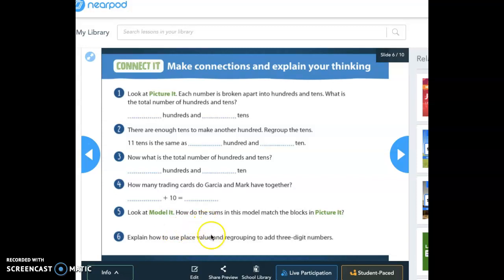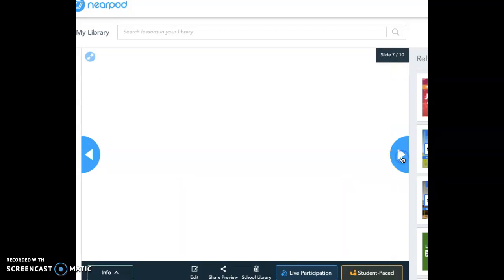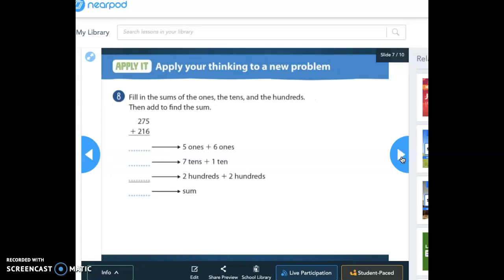So we don't need to worry about 5 or 6. You can just skip those. Okay, so this is applying your thinking. So this is adding the ones, adding the tens, adding the hundreds, and telling me the answer.